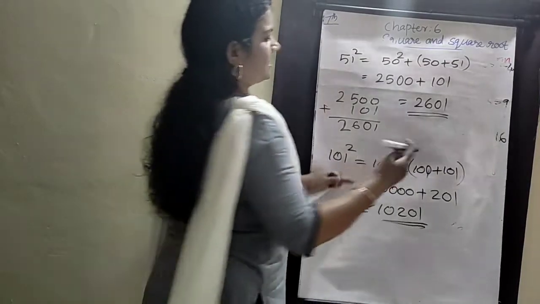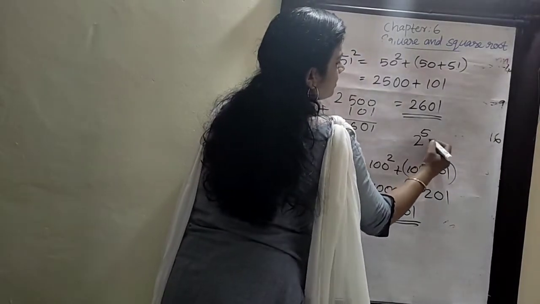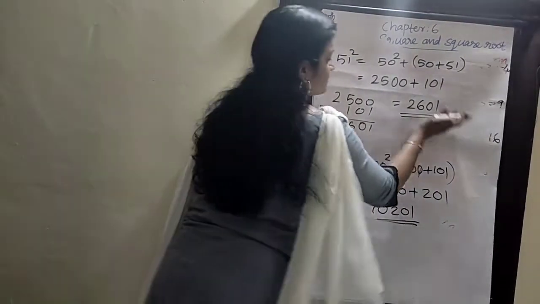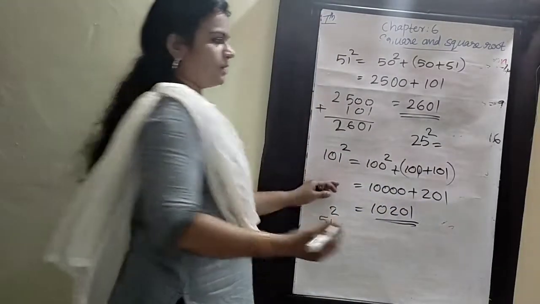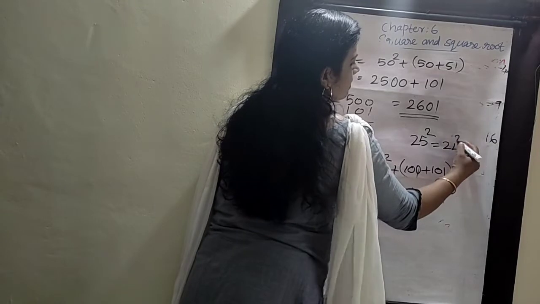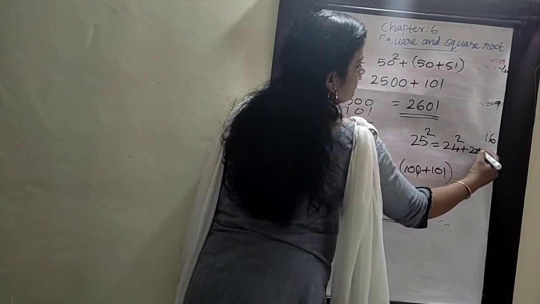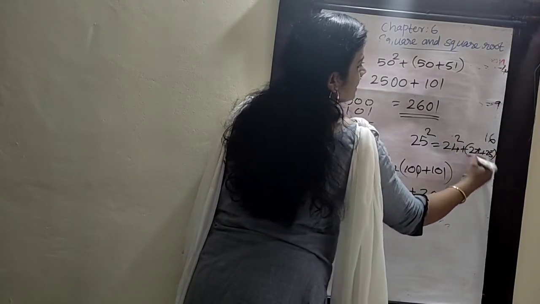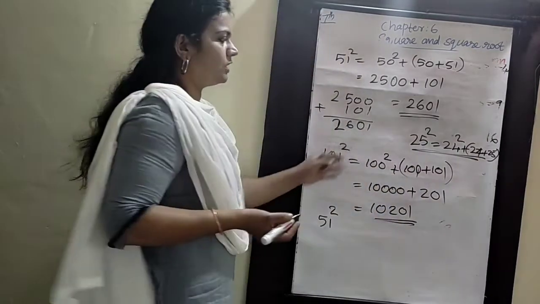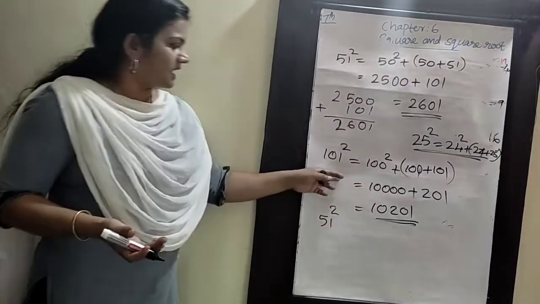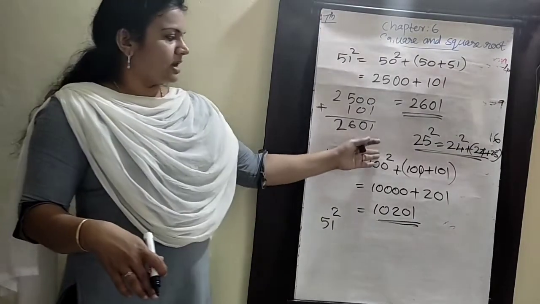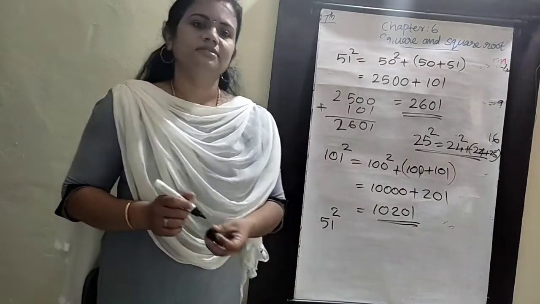But if the question is 25 squared, I have to write 25 squared. Then the number before 25 is 24: 24 squared plus 24 plus 25. In this type of question we can also do 25 into 25. So for this type of simple question we can write the number before, square it and add.